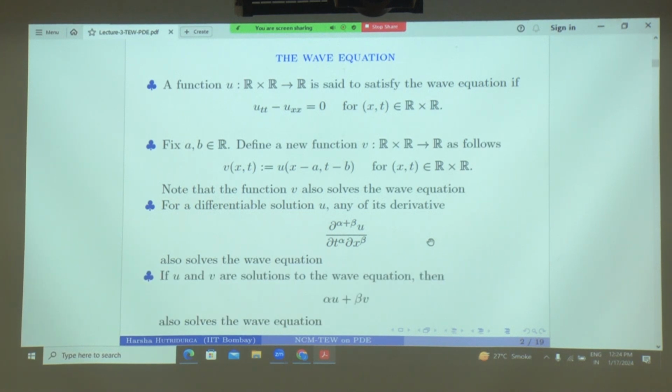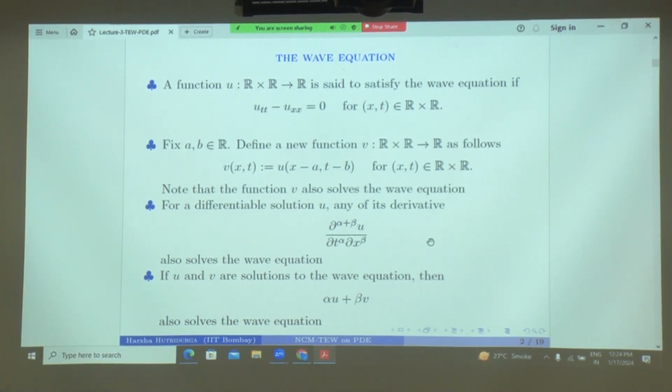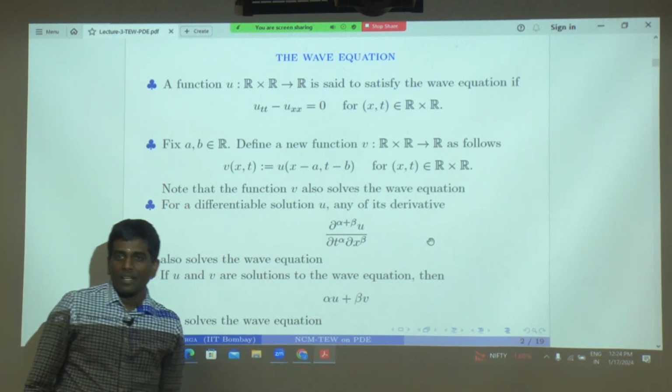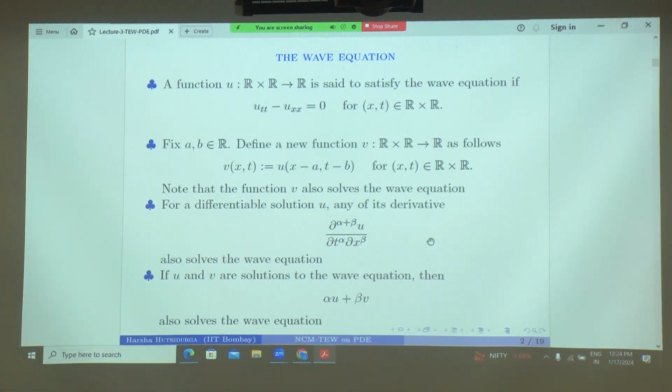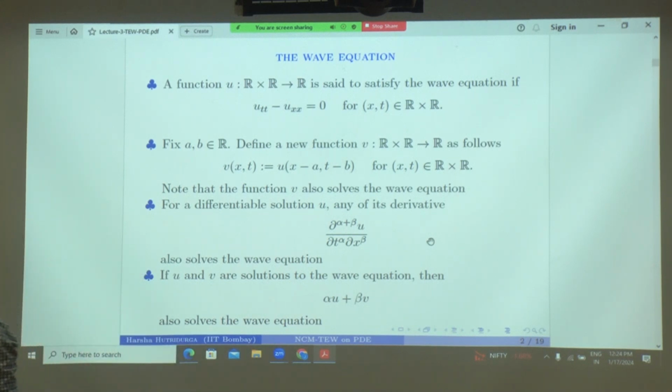And this is another very important property of the wave equation. Suppose you give me two functions, u and v, which solve the wave equation. Then I simply take a linear combination of them: I multiply u by some constant alpha and v by another constant beta, and I add them. I get a new function, and that function also solves the wave equation. This is known as the superposition principle. These are just names I am throwing, but this is what it means.